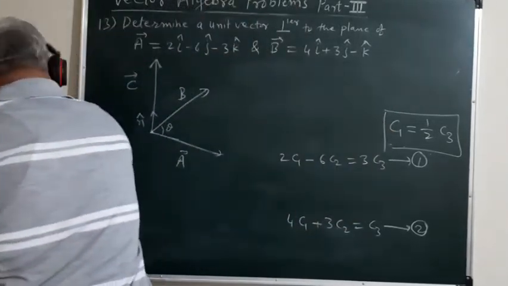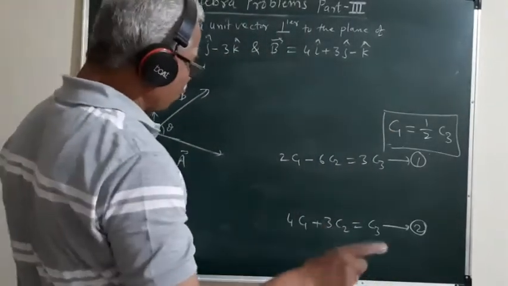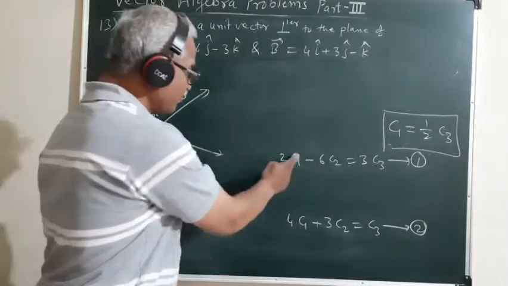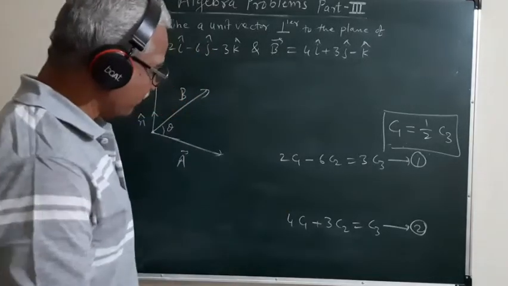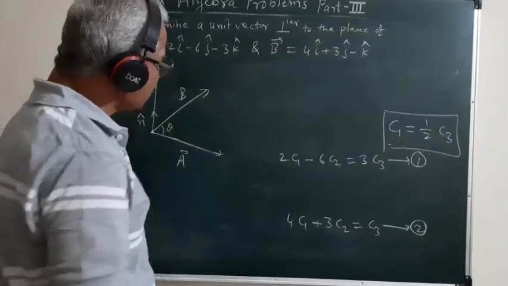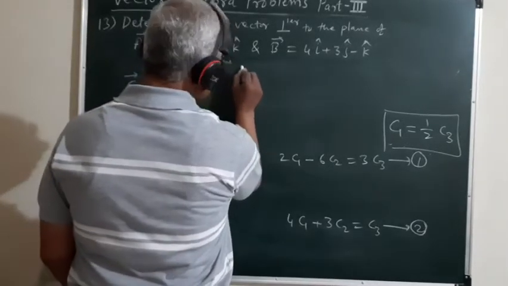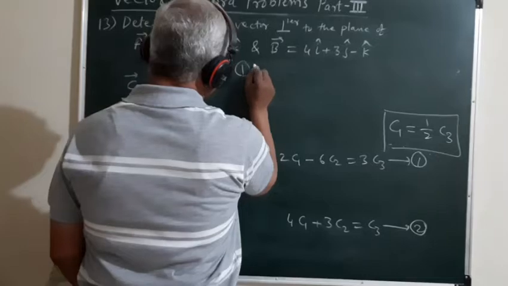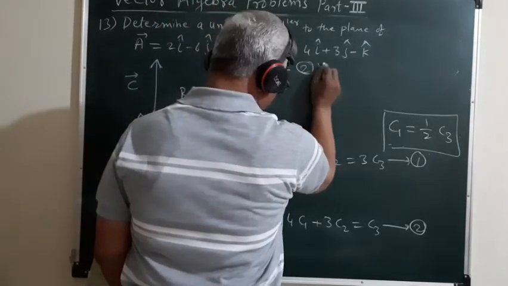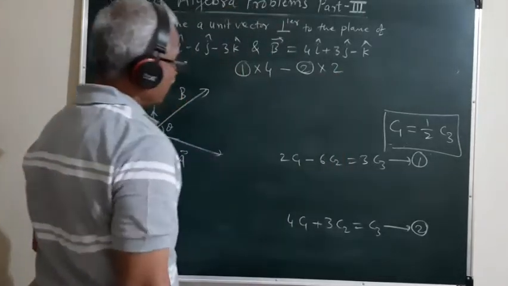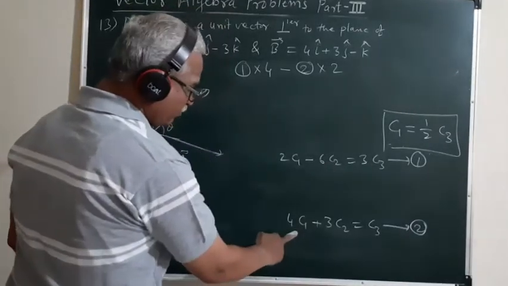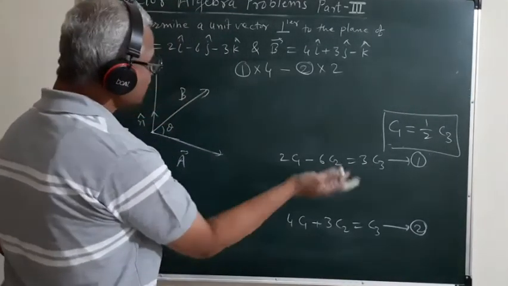In order to obtain the value of C2 in terms of C3, we have to eliminate C1 from these two expressions. To eliminate C1 from equation 1 and 2, we have to multiply equation 1 by 4 and equation 2 by 2 and take the subtraction.